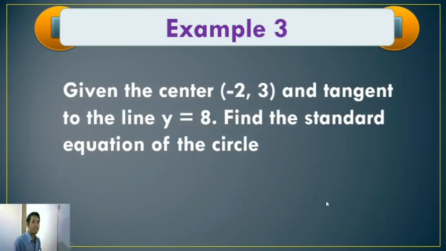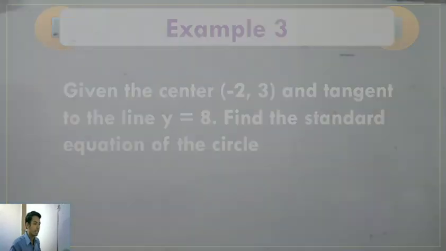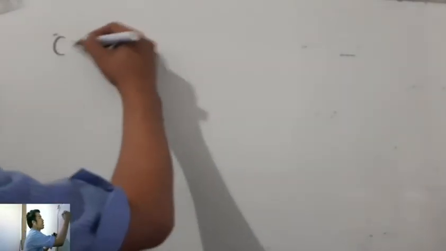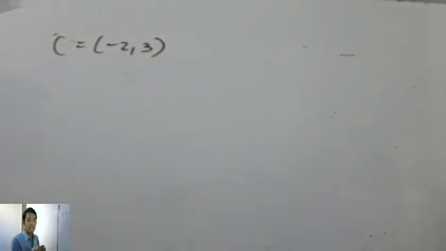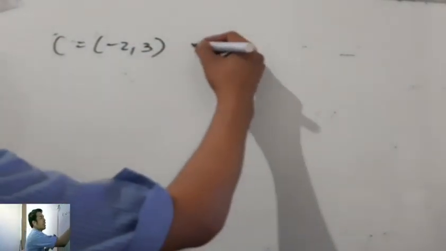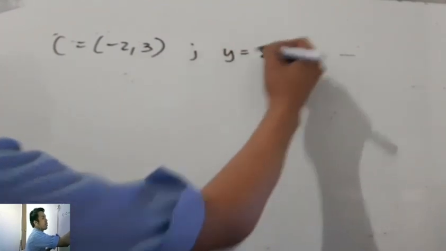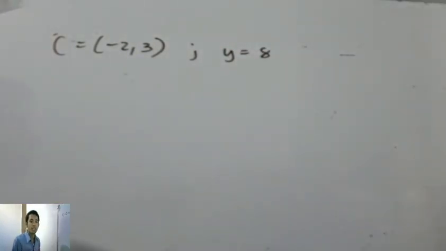Example number 3: given the center (-2, 3) and tangent to the line y = 8, find the standard equation of the circle. So we have the center (-2, 3), and then we have a tangent line, and that is y = 8. We need to find the standard equation of the circle.